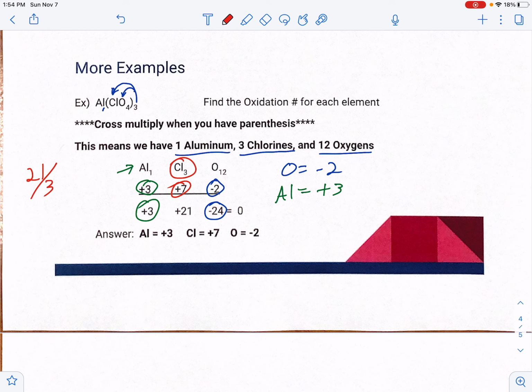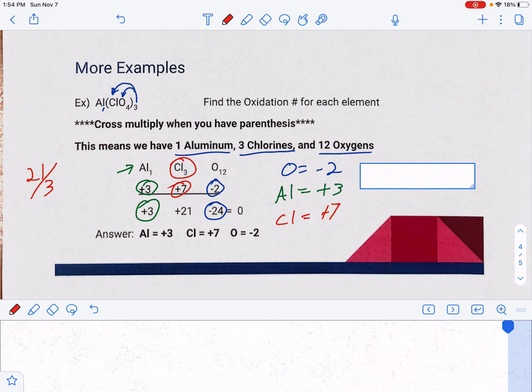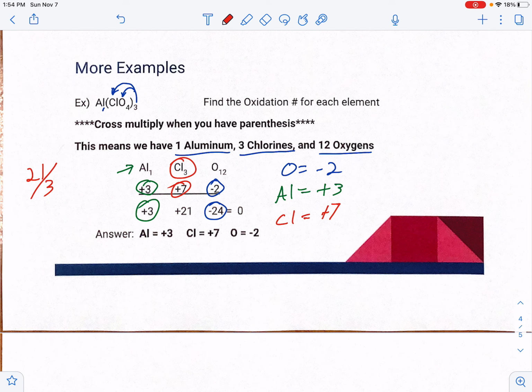So that would be my answer right there. Chlorine is going to have a charge of +7. So now I can look: aluminum has a charge of +3. There's my first answer. And then chlorine has a charge of +7. There's my second answer. And oxygen has a charge of -2. And that's my third and final answer.